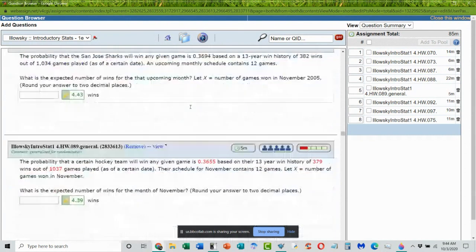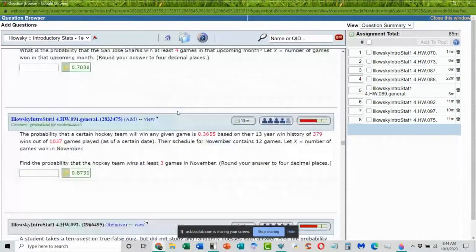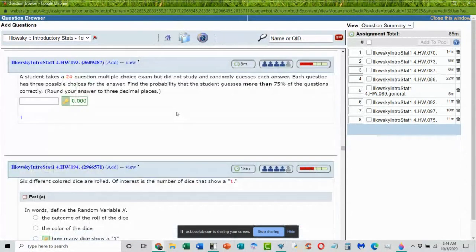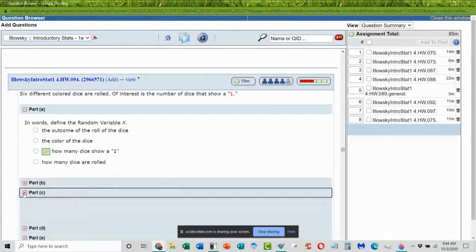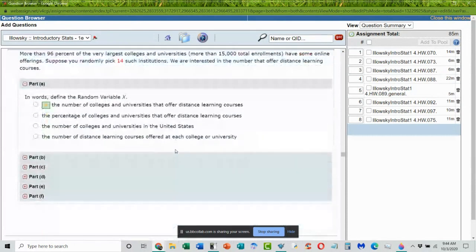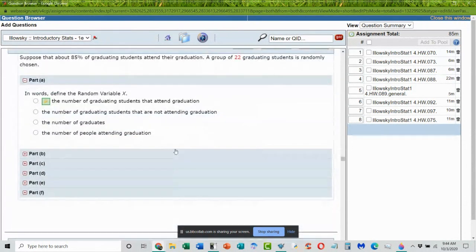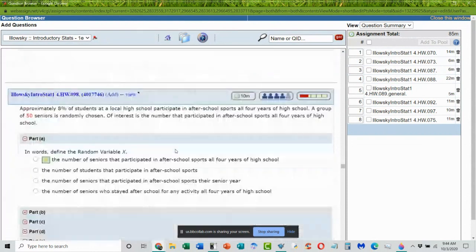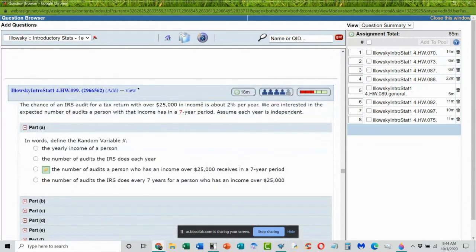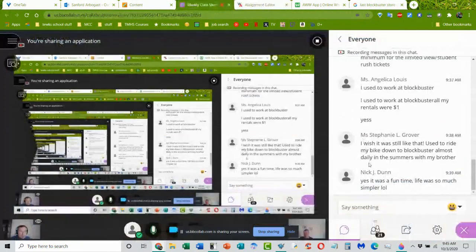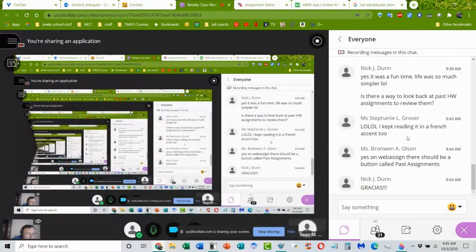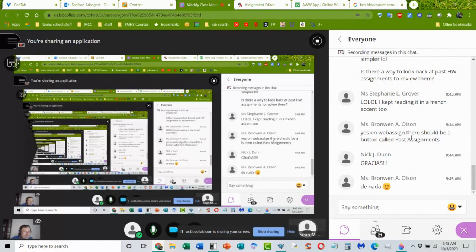That's binomial, because that's already on there. That's binomial. That's binomial. That's binomial. Binomial, binomial, binomial. Binomial. I know this question is coming in. Okay. Yeah, Poisson.